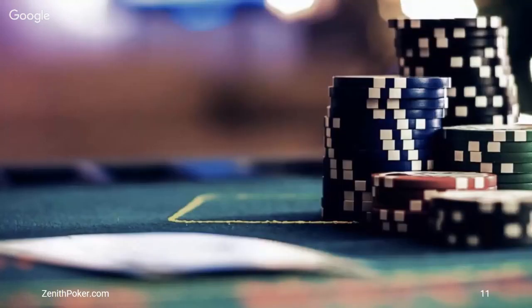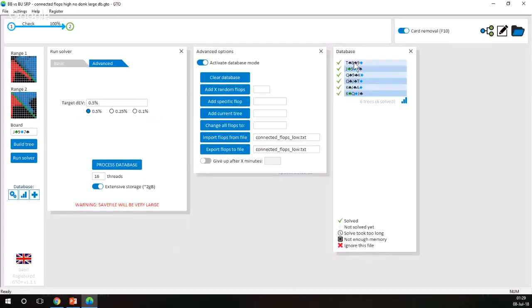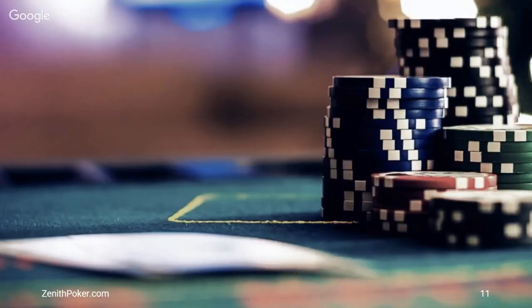Oh, from PokerTracker 4? No, this is in GTO Plus, where you set up different flops with the same tree and the same preflop ranges, and it solves all those different flops. Okay, I see. If you had a few different spots you want to look at, you can queue them up in GTO Plus, run them all when you're at work, and look at them all when you get home.